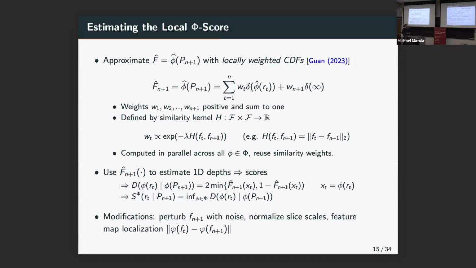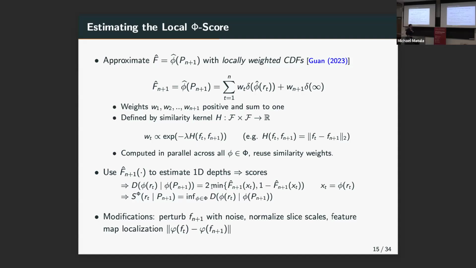Once you are able to estimate these CDFs, which again is very trivial to do, we just pick some type of localizing kernel. We just use exponential similarity here. Once we can do this, we can find all the weights, and all of these CDFs can be computed very easily. They're all going to use the exact same weighting scheme. It won't depend on the projection, so it can all be done in parallel. It looks like a lot, but it can actually be done very efficiently.